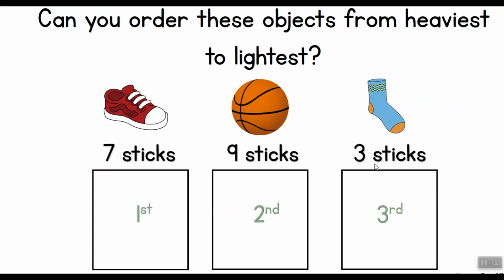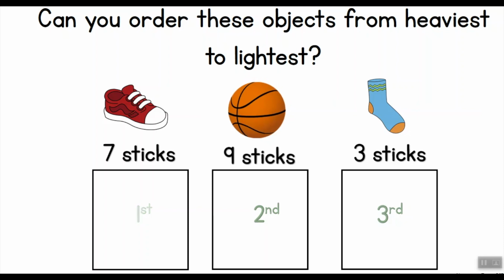So, children, now pause the video and take some time to compare and figure out the order of these 3 objects, starting with the heaviest. We'll discuss soon. Okay, so this is how I ordered the items. The biggest number of sticks that I can see is the 9 sticks. Right? That's how much the ball weighs, so that must be the heaviest. Do you agree? Let's see.